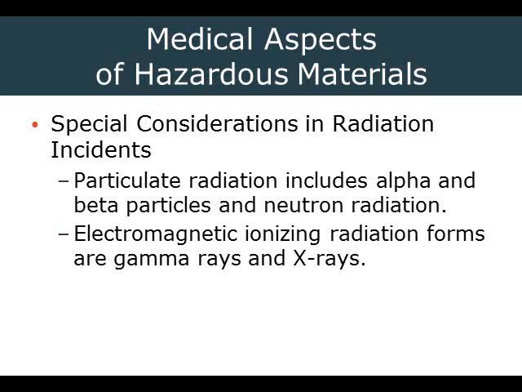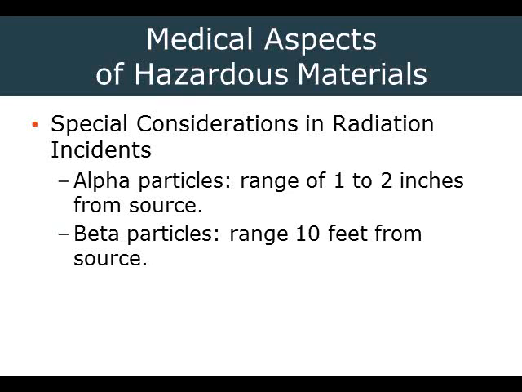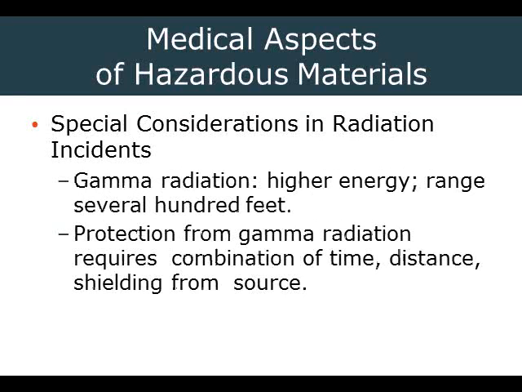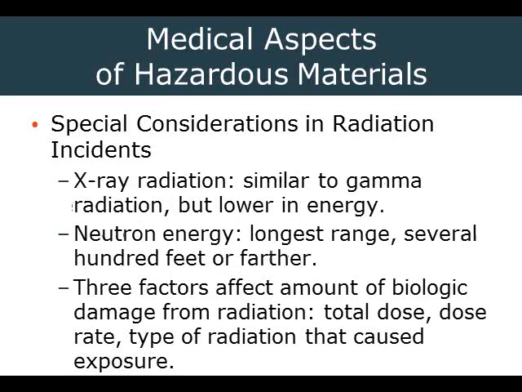X-rays, if you're going to be assisting in radiology at some of the hospitals, they'll usually give you a lead-lined apron to wear to protect yourself. So again, alpha particles have a range of 1 to 2 inches, beta roughly 10 feet, gamma hundreds of feet, and then protection is time, distance, and shielding. All of those things help reduce the risk.